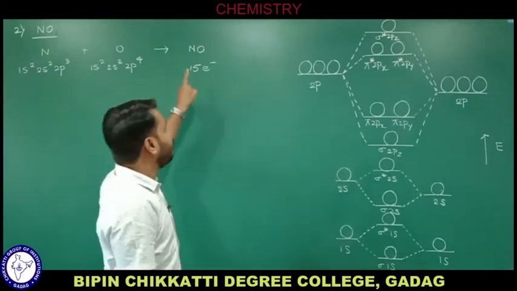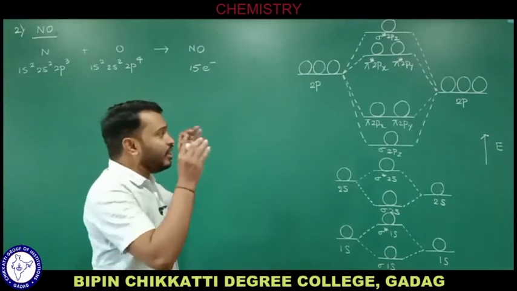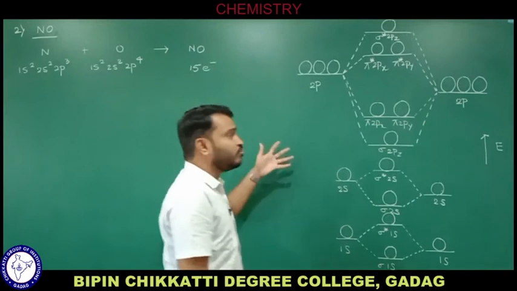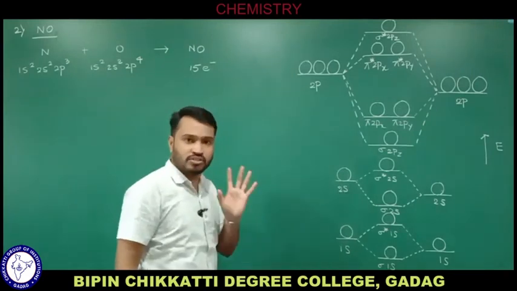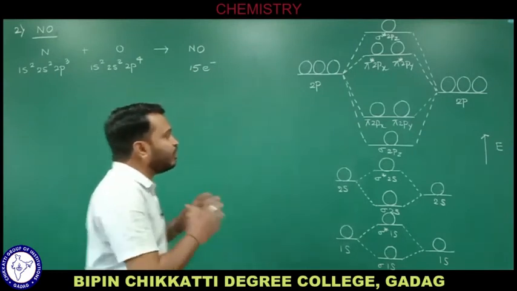So totally we have 15 electrons. Electron density will be greater in 2p in case of nitrogen monoxide when you compare with carbon monoxide, therefore this is the suitable energy level diagram you need to consider. So now we fill the electrons.